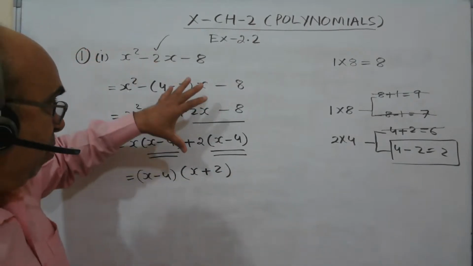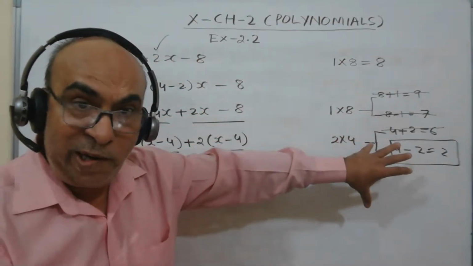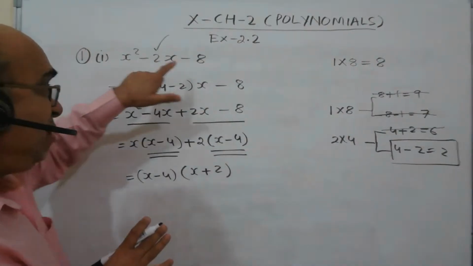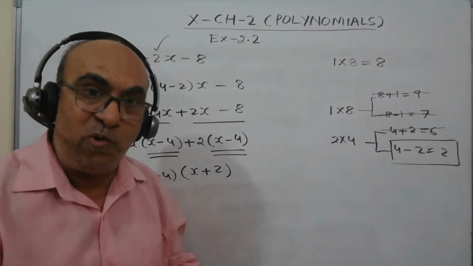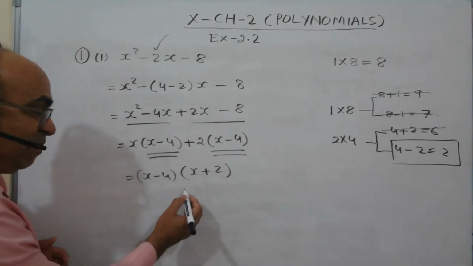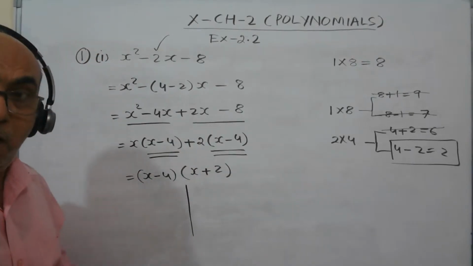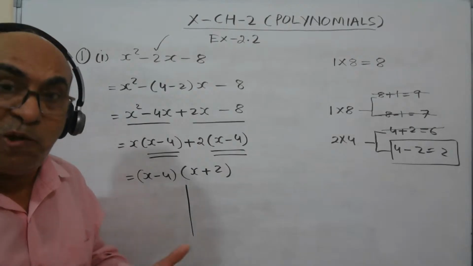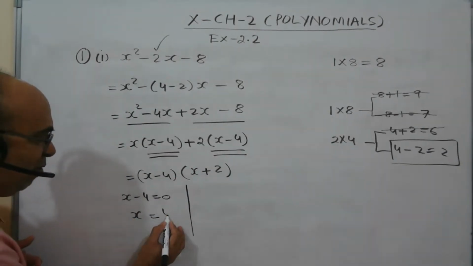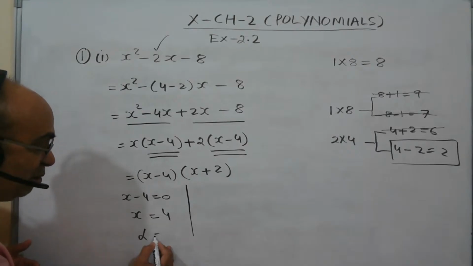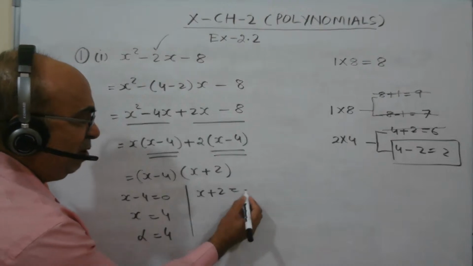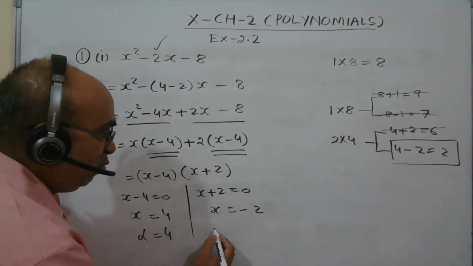So this is the process of how to factorize a quadratic polynomial, and really it is very simple. If radicals are coming, square root 2, square root 3, square root 5, that type of question we will discuss. But this is very simple. What is the second step? Equate each factor with 0. So I'm equating x minus 4 equal to 0, x equal to 4. This is called the first zero, alpha. X plus 2 equal to 0, so x equal to minus 2. This is beta.